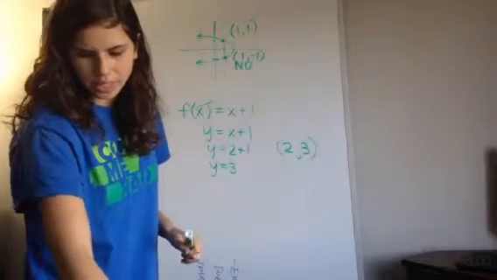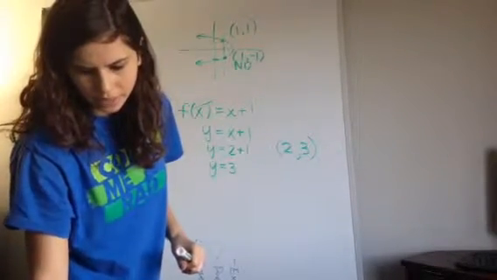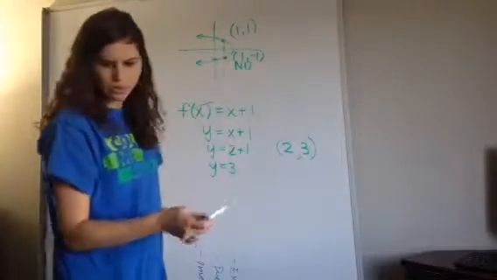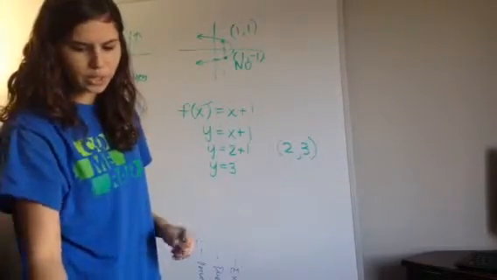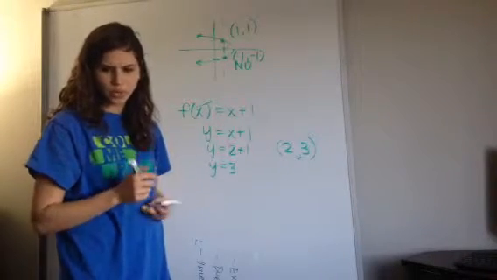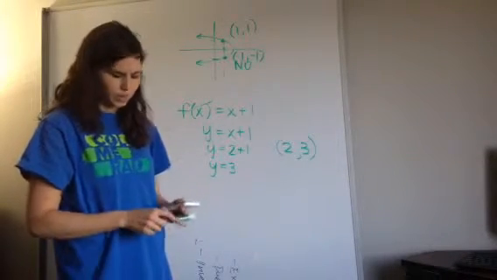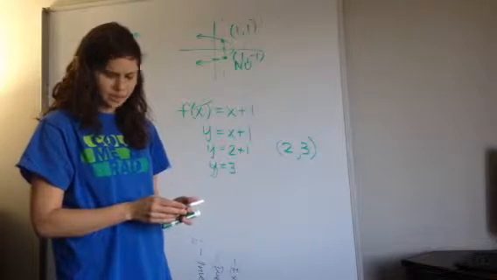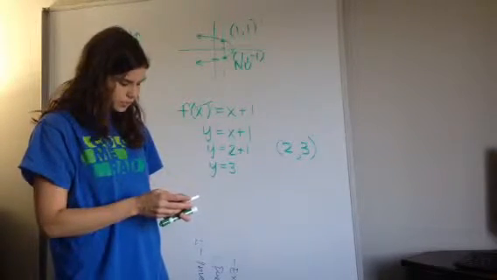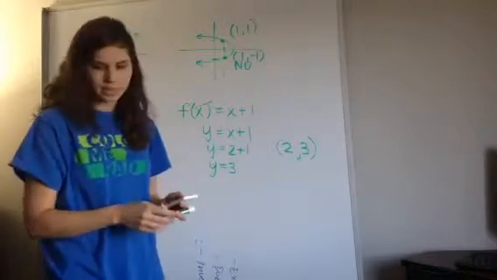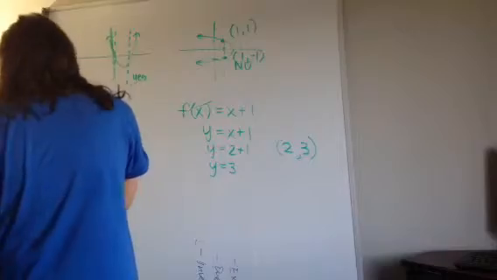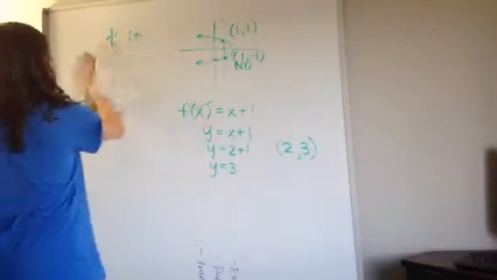I'm just going to do a key for you so that you can see what you should have gotten. So for 23, you should get no. 24, no. 25, yes. 26, no. 27, no. 28, yes. Okay.